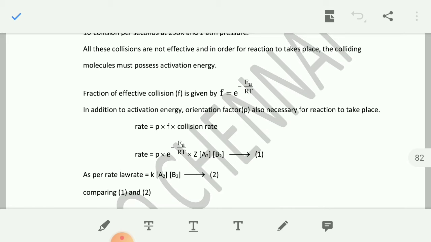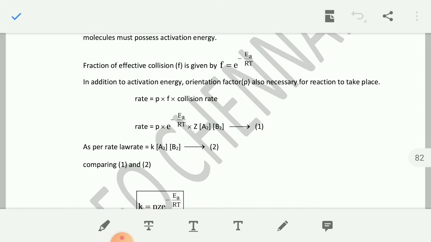In addition to activation energy, the orientation factor, the symbol is rho, is also necessary for a reaction to take place. That is, rate equals orientation factor, P or rho, into f, where f is the effective collision fraction, into collision rate. So rate = P into f into collision rate. What is the f value? e^(-Ea/RT). What is the collision rate value? Z, concentration of A2 and concentration of B2. This is equation number 1.